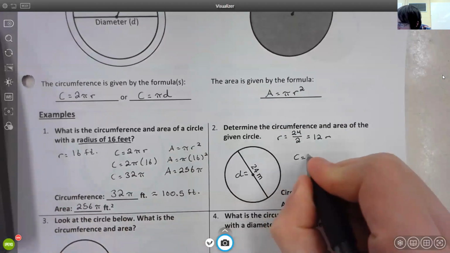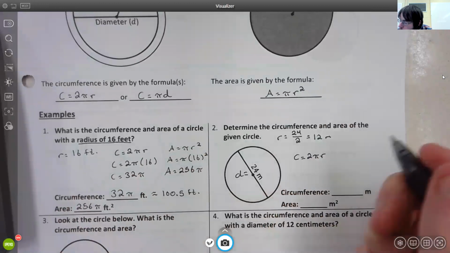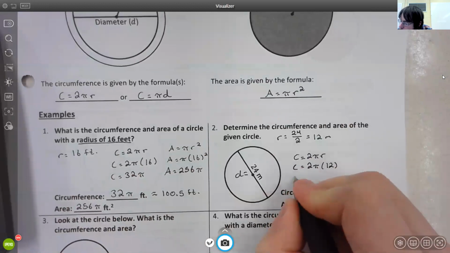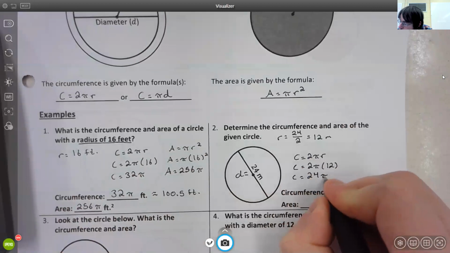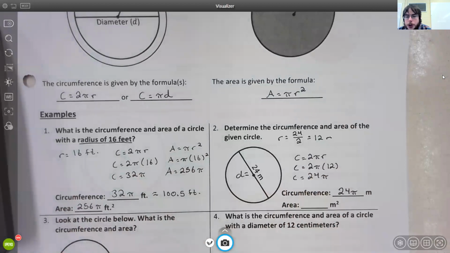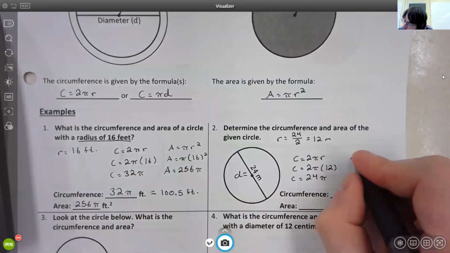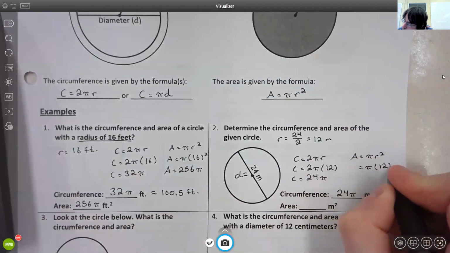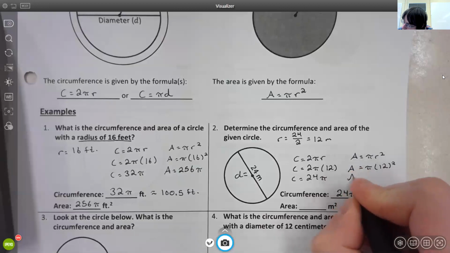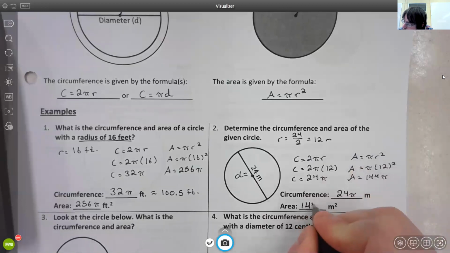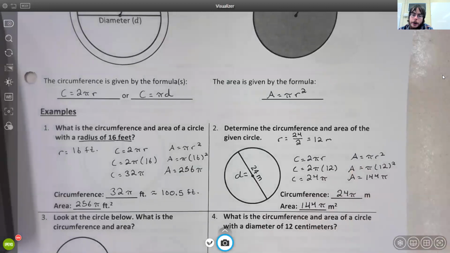So now that you have your radius, you can plug it into your formulas. We have C equals 2 pi r for our circumference, which in this case is 2 pi times 12, which is 24 pi. So 24 pi is our circumference for number 2. And then our area is given by pi r squared. So we plug in the 12 for r because we already know our radius. And we get that 12 squared is 144, and then the pi drops down. So our area is 144 pi meters squared.